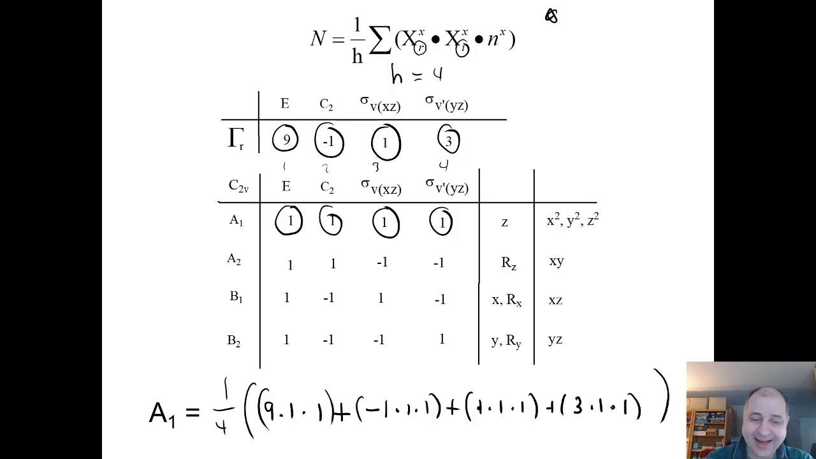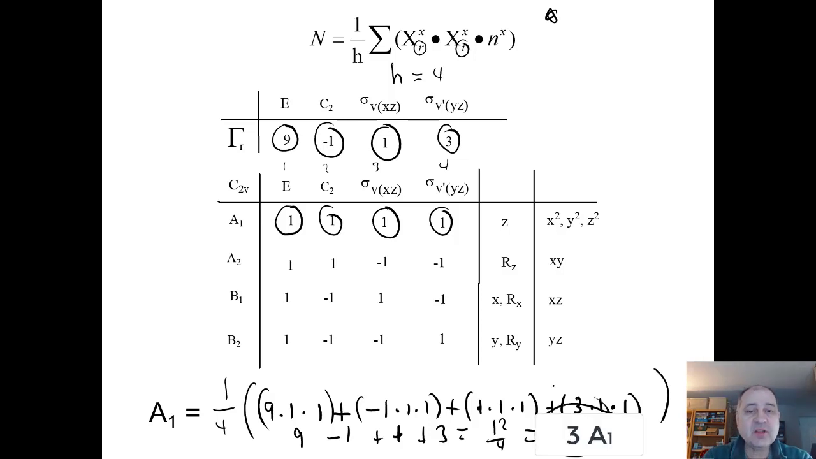And when we add all that up and divide it by 4, we have here 9 minus 1 plus 1 plus 3, which gives me 12 divided by 4, which is 3 A1s. And then we just do that same thing for each of these operations, and we come up with the total number of symmetry patterns. The total number is going to be equal to 9, because we have 3 translations, 3 rotations, and 3 vibrations.